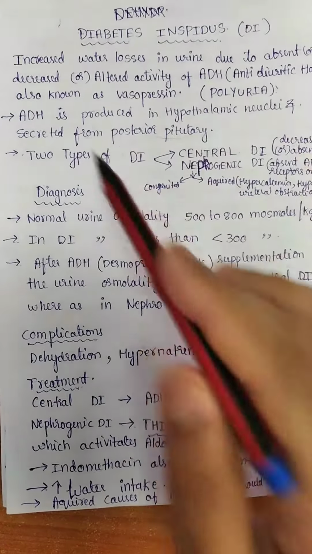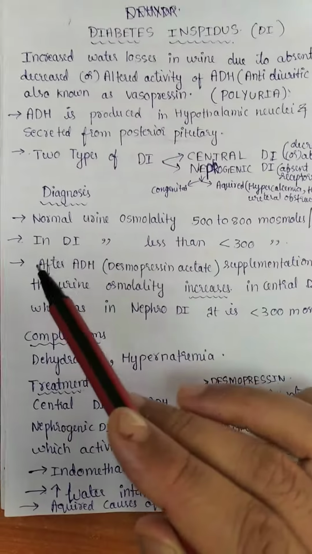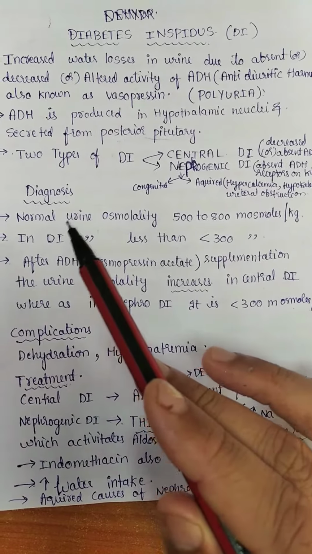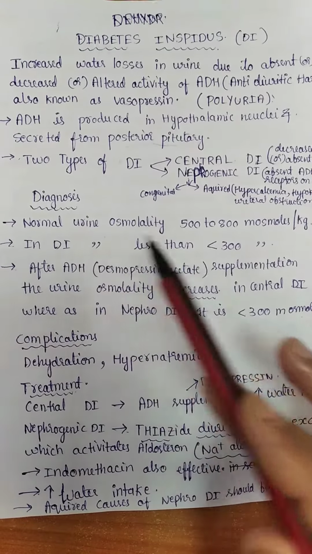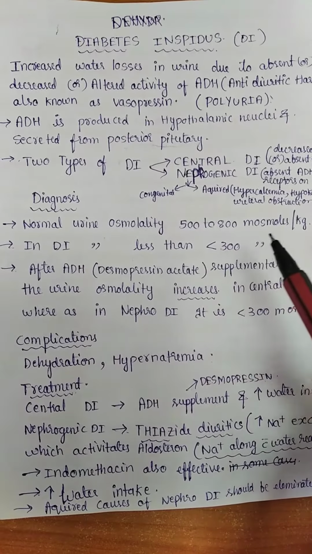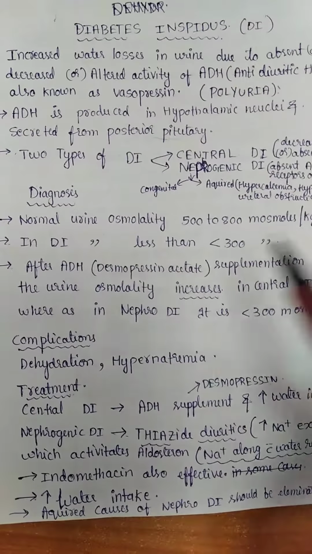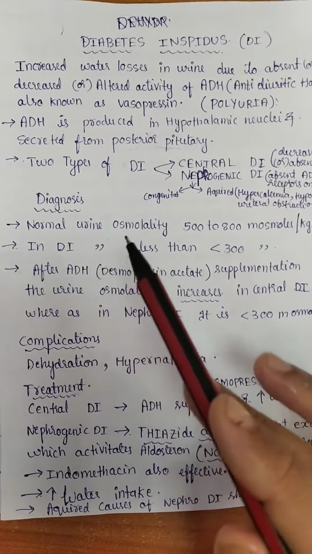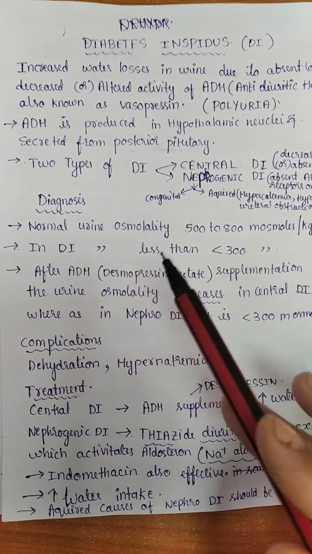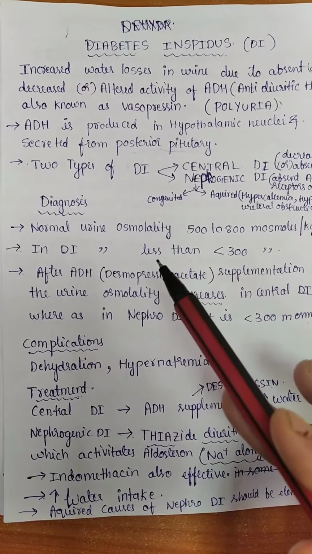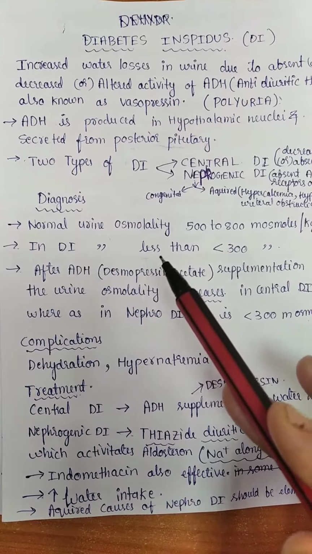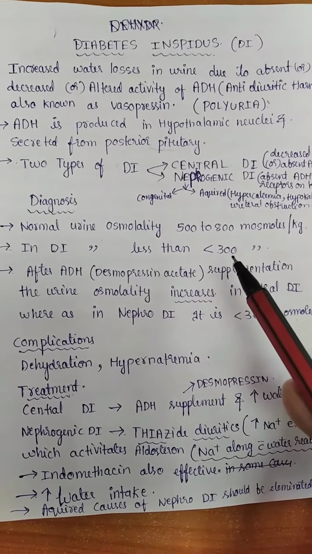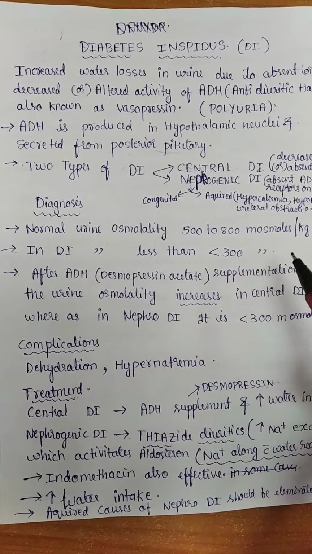This is the etiology of diabetes insipidus. Diagnosis: normally the urine osmolality is 500 to 800 milliosmoles per kg, but in diabetes insipidus the urine osmolality is very low because lots of water is excreted in the urine, so urine osmolality will be less than 300 milliosmoles per kg. How to differentiate between central and nephrogenic DI?